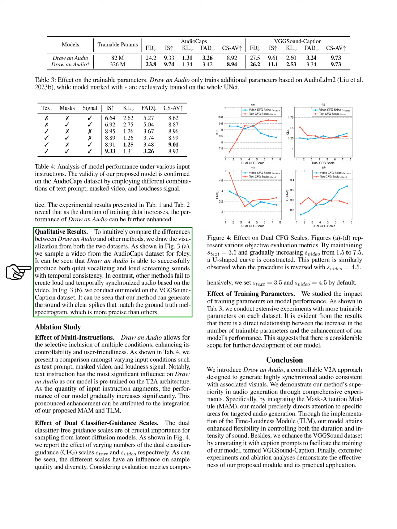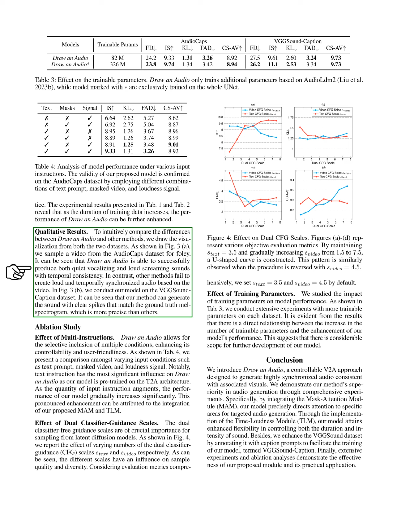For qualitative results, we visually compared Draw an Audio with other methods using samples from both datasets. In one example from the AudioCaps dataset, we observed that Draw an Audio successfully generated both quiet and loud sounds with consistent timing, while other methods struggled to produce loud sounds that matched the video's timing. In another example from the VGG sound caption dataset, our method generated sounds that closely matched the ground truth MEL spectrogram, demonstrating greater precision than the alternatives.